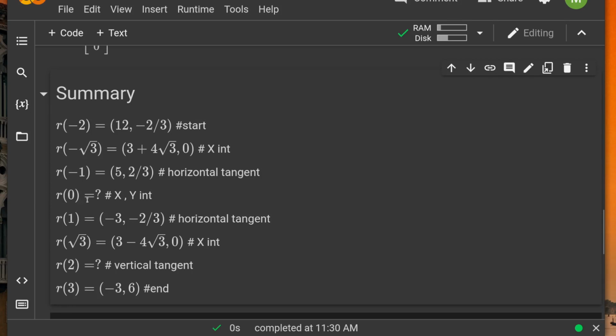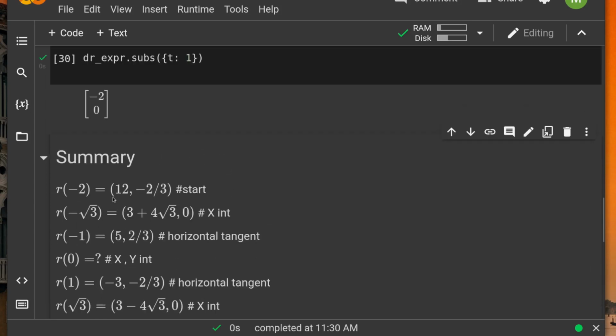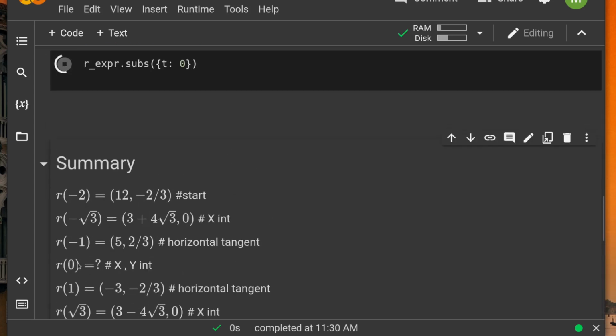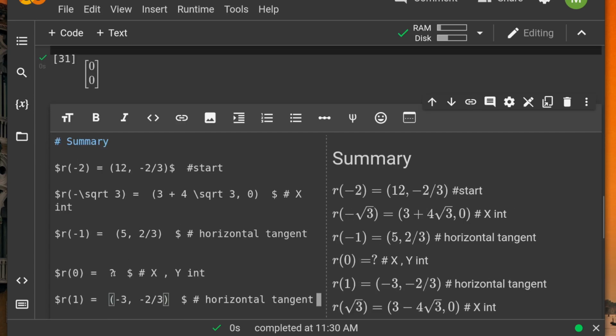Let's do r of 0, that is both x and y intercept. So we expect to get the origin if we plug in 0 for t. And in fact we do. So we get the origin there, so 0, 0.